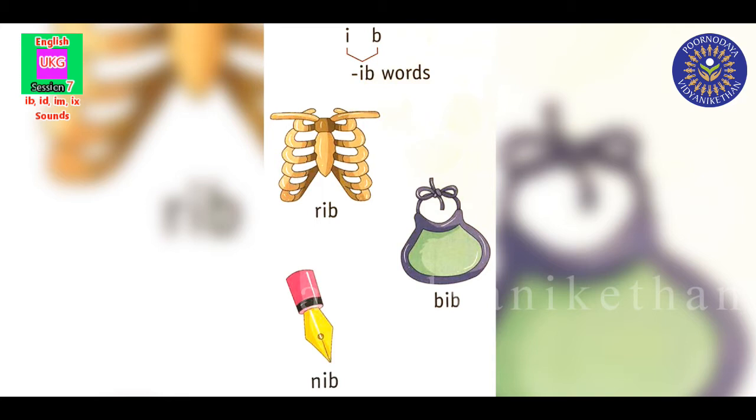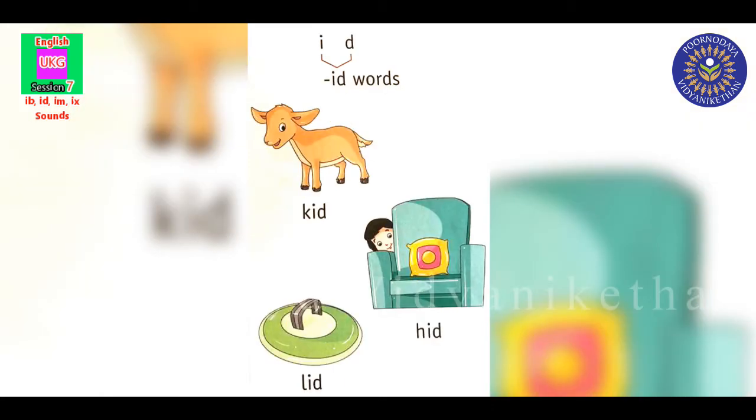Now, here is the second one. B-I-B. What is this? Bib. And what is the sound here? Ib sound. B-I-B. Bib. Now, the next one. N-I-B. Nib. What is the sound here? Ib sound. N-I-B. So we have learned ib sounds. What all did we learn? We learned rib, bib, and nib.